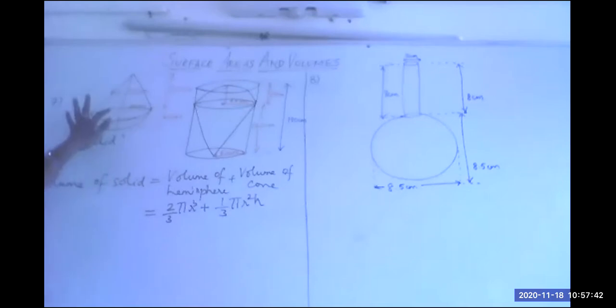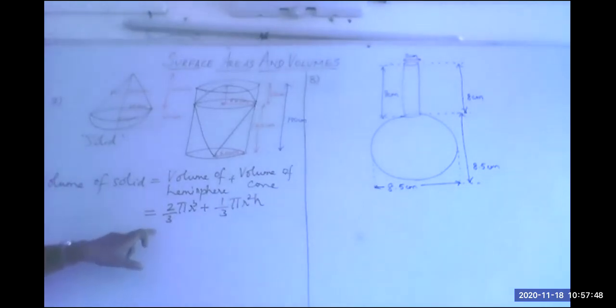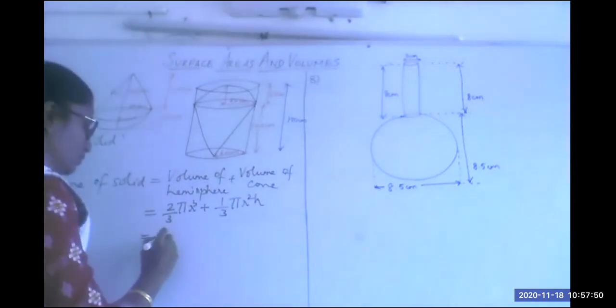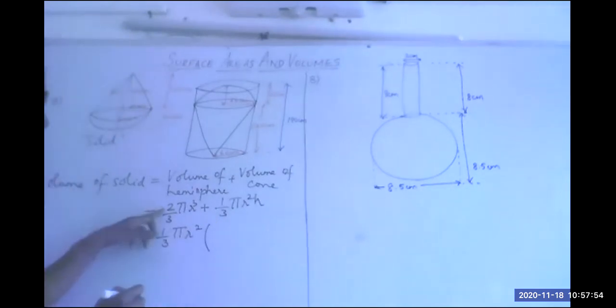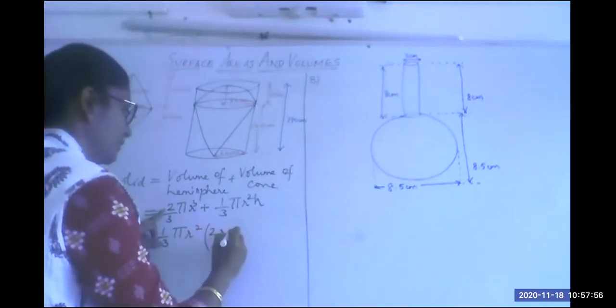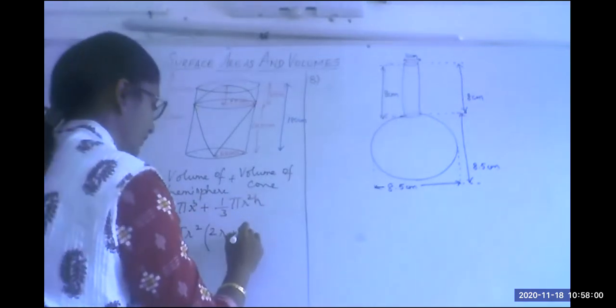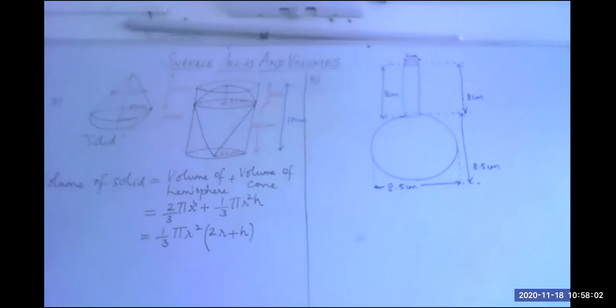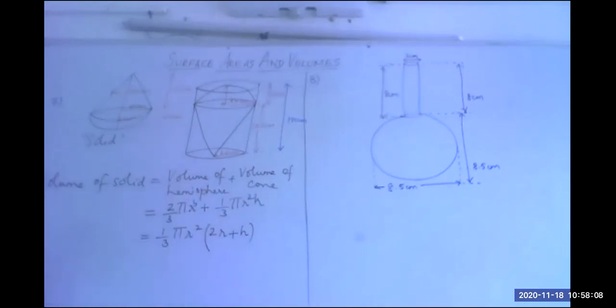The radius of the hemispherical part and the conical part is the same, so that's why I have maintained it as r itself. Now 1 by 3 pi is also common. So you can see 1 by 3 pi r square comes out common. You have a 2r here plus h. If you want, you can write it down like this. Otherwise, you can calculate the hemisphere and the cone separately and then add them together to get the volume of the solid.